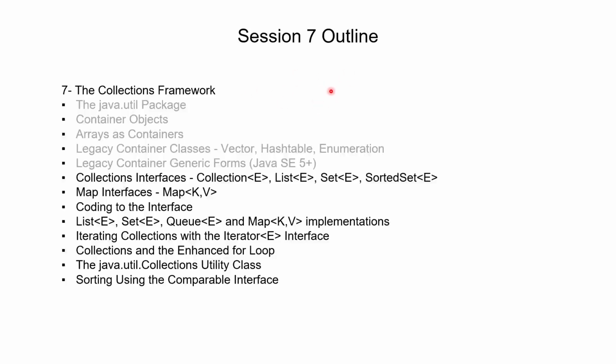Welcome back to this session 7 video, and this is our final session 7 video. In this video we're going to cover collection interfaces, including lists, sets, and sorted sets, map interfaces, coding to interface, list, sets, queues, and maps implementations, iterating collections with an iterator interface, collections, and the enhanced for loop, the Java util collections utility class, and sorting using comparable interface.